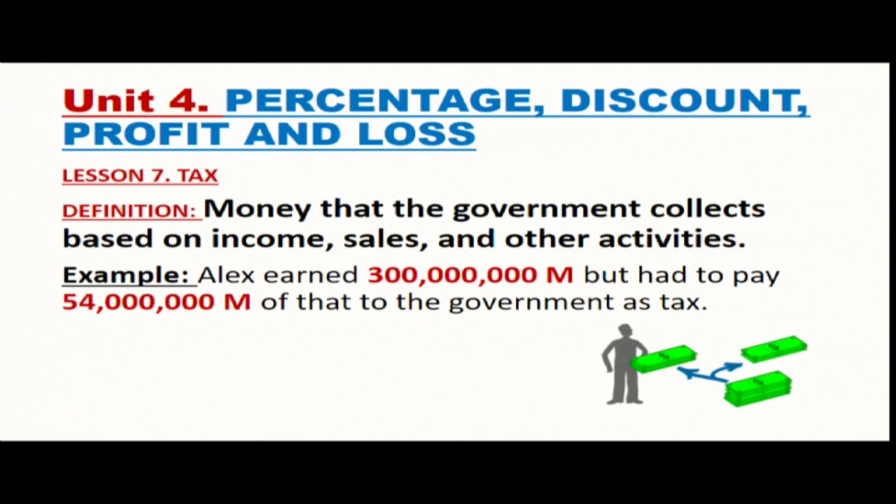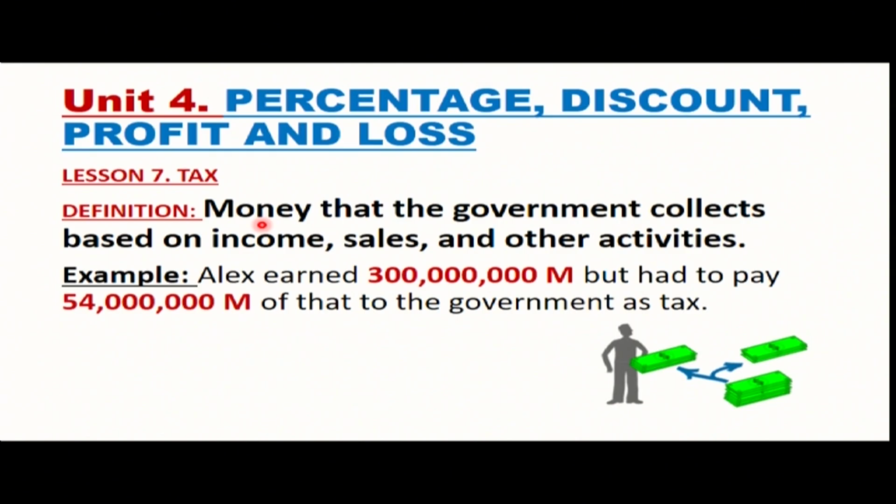Let me use the pointer so that you can see what we are learning about. As you can see, it's percentage discount, profit, and loss. This is our lesson number 7 about tax. When you try to define tax, it's the money that the government collects, based on income, sales, and other activities.